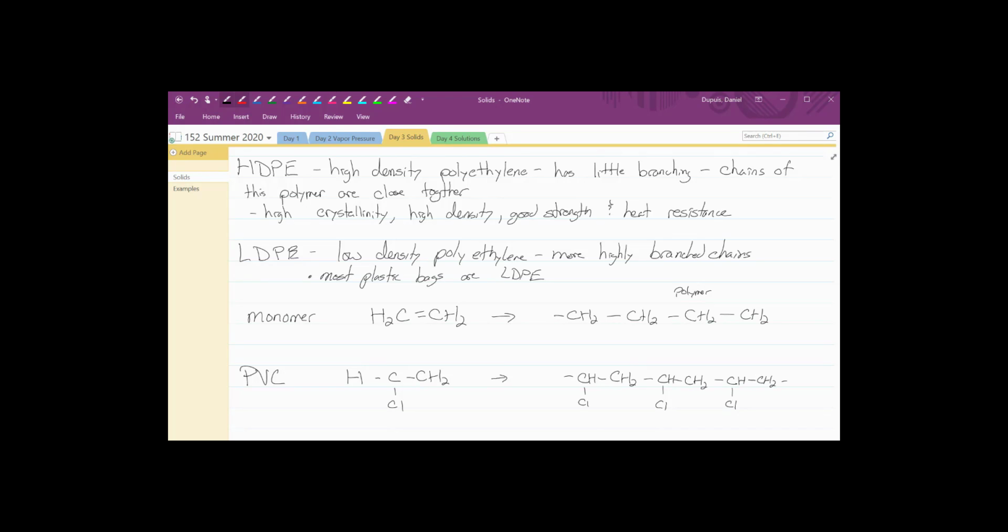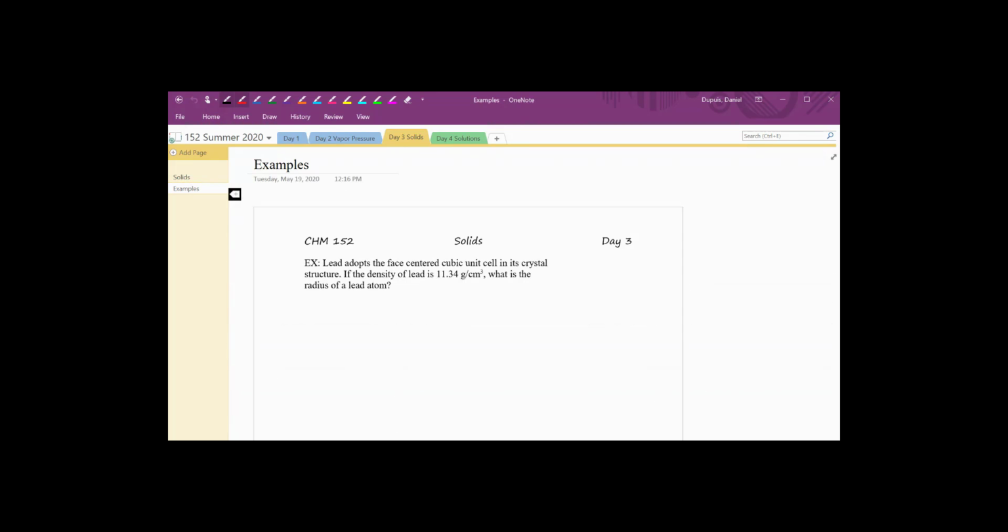So now all we got to do is a couple problems. Don't get me wrong, there's a lot more that goes into plastics than this. That's just the basics, the tip of the iceberg. All right, so now I want to work on the examples. It should say day 3 on them, and it has examples, because these are more of the questions you'll be asked.